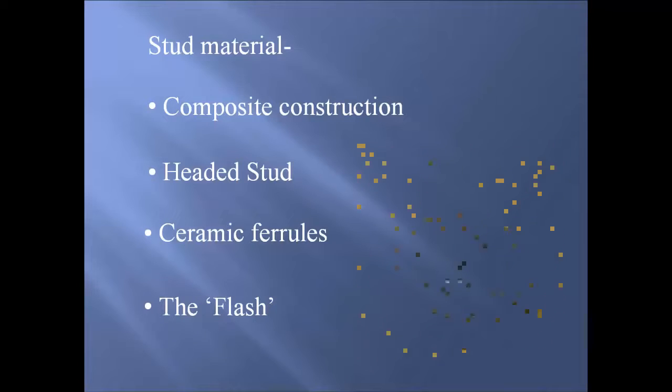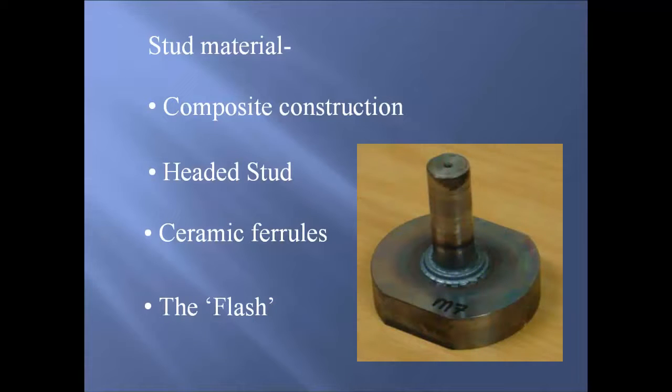The flash. This is a critical topic when dealing with stud arc welding. Here we see the actual flash. It should be a complete 360-degree flash around the base of the stud, and if not, the AWS D1.1 code spells out how to fix.